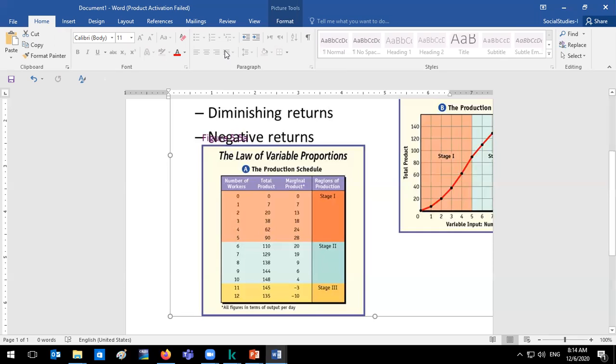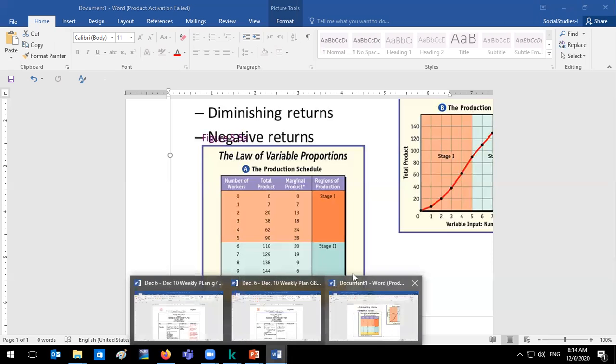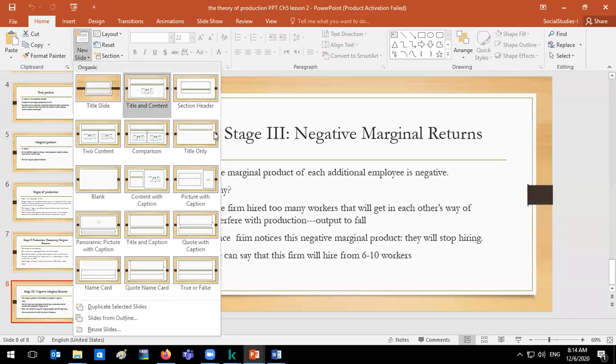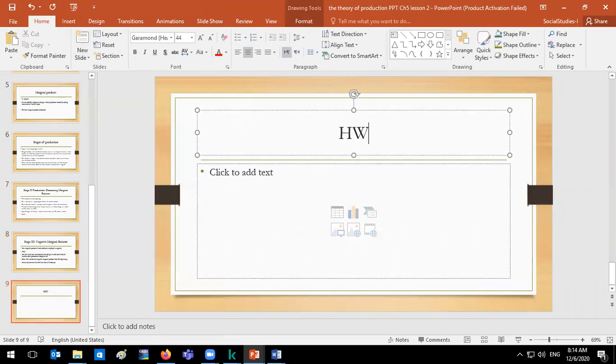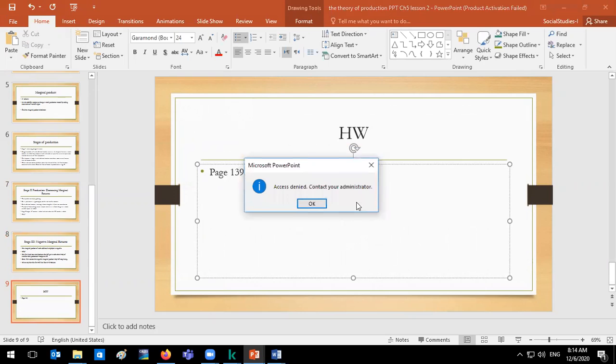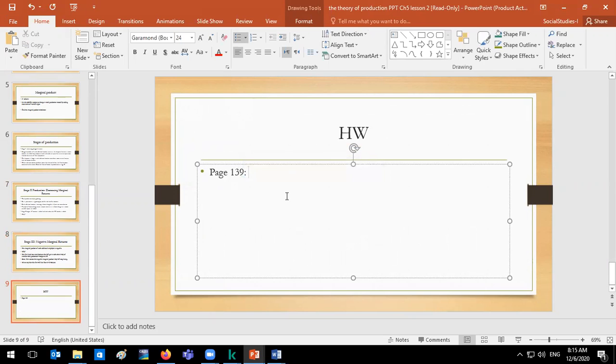Yes. Okay, that being said, for your homework for this section, you were required to answer on page 139. According to the weekly plan, if you go to page 139 in the book and look at the lesson 2 review, there's question number 6. This is what you need to do.